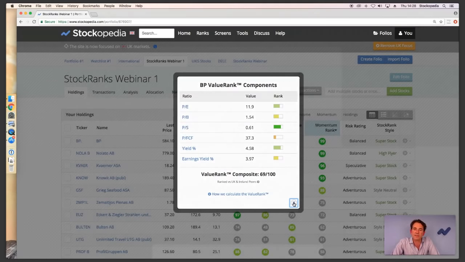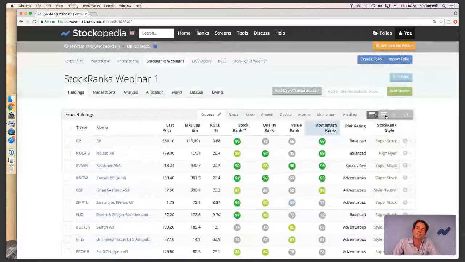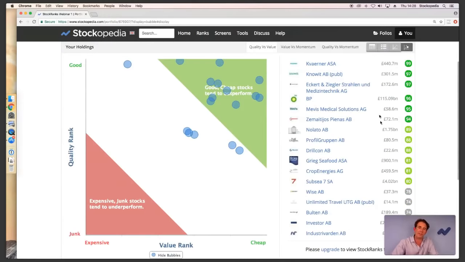The other thing that is very good to know when you're analyzing your holdings is this nifty feature called the bubble charts. Clicking the bubble charts is a really fab way of looking at your portfolio. You can see the quality rank is on this axis from junk to good, and the value rank on this axis from expensive to cheap. And the bubbles are the stocks in your watch list or portfolio.